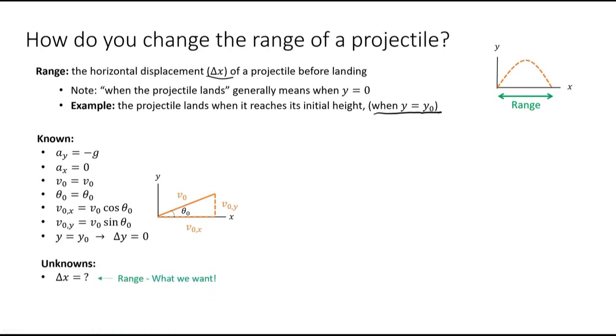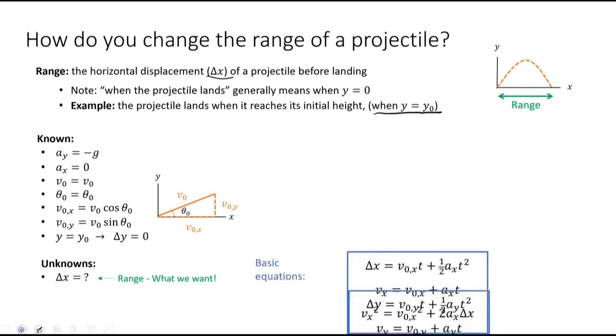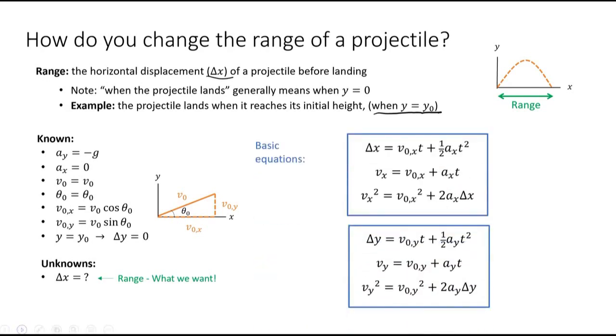All right, next up we want to list our unknown, which is the range, or in other words, delta x, the displacement of the projectile in the x direction before it lands. All right, and so to go about solving this problem, we want to do what we've always been doing here, which is to look at our 6 basic equations of motion for constant acceleration. And we want to look for one where we can solve for delta x because it's the only thing that we don't know in our equation. Everything else is one of our knowns.